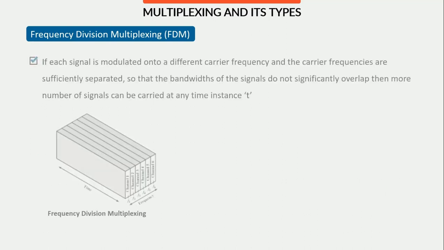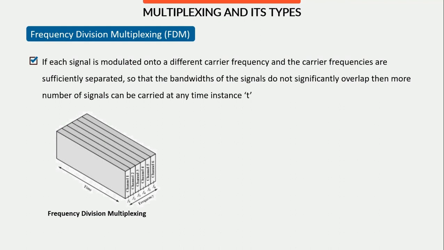If each signal is modulated onto a different carrier frequency and the carrier frequencies are sufficiently separated so that the bandwidths of the signals do not significantly overlap, then more signals can be carried at any time instance t. In this diagram, we can see frequency division multiplexing depicted, where there are multiple channels. The bandwidth is divided into multiple frequency channels.